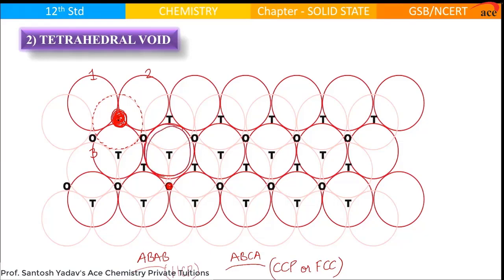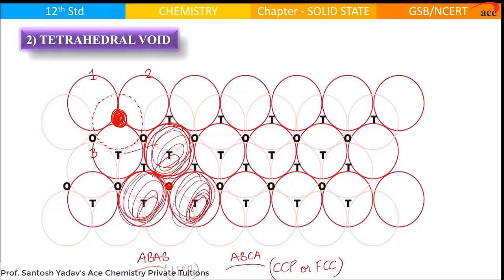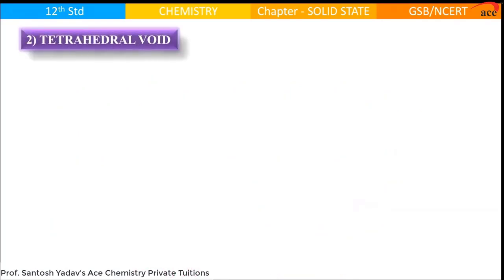Now, if you see an octahedral void, this one, if I am shading it, then you can see there is a sphere seen here. Below, there are 3 spheres which I am shading in a different manner. The void present between them is called an octahedral void. So, a void trapped between 4 spheres is a tetrahedral void, and a void trapped between 6 spheres is called an octahedral void. Point to be noted, tetrahedral void is present in both HCP as well as CCP or FCC.